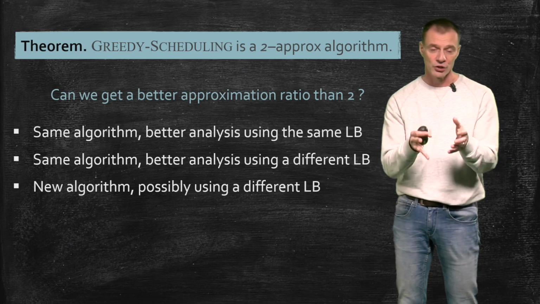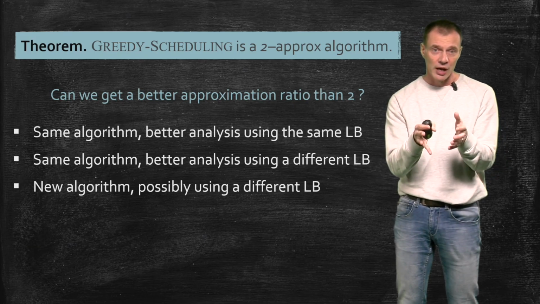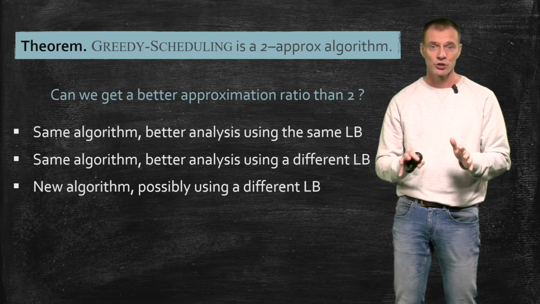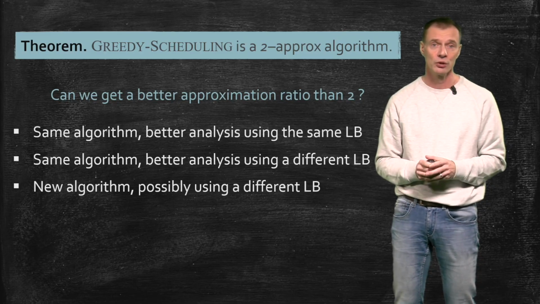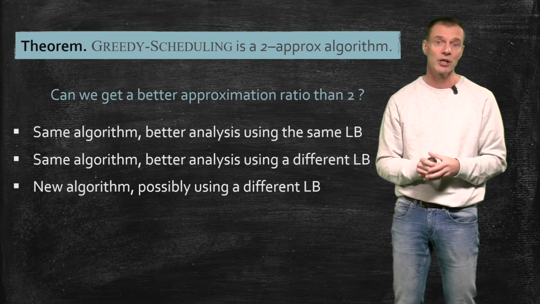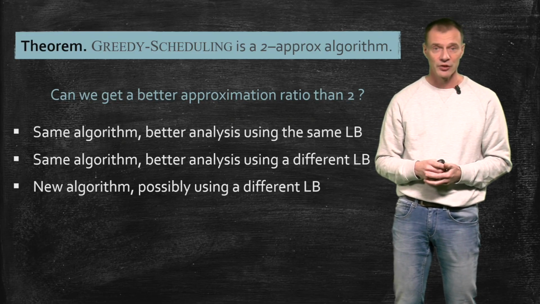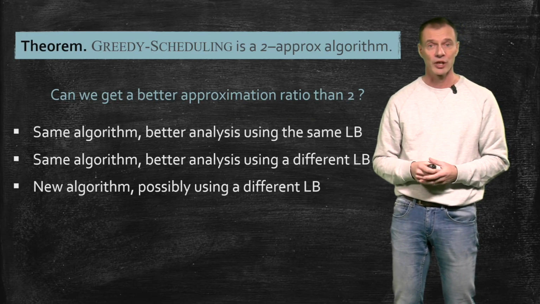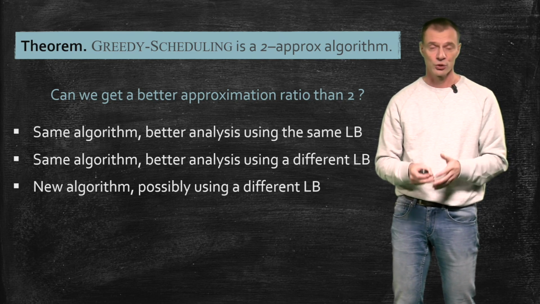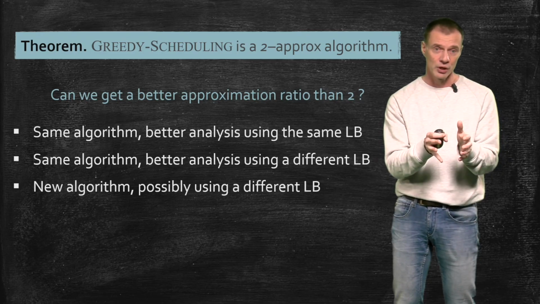First of all, you can simply look at your proof, and maybe in your proof you can do something smarter. You don't change the algorithm, you don't change the lower bound that you compare it to, but what you do is you look at your proof and maybe there's some slack there that you can use to improve and get a better approximation ratio.